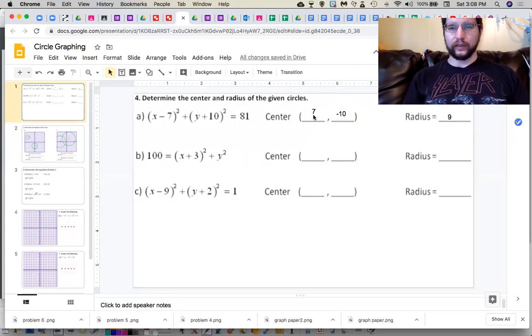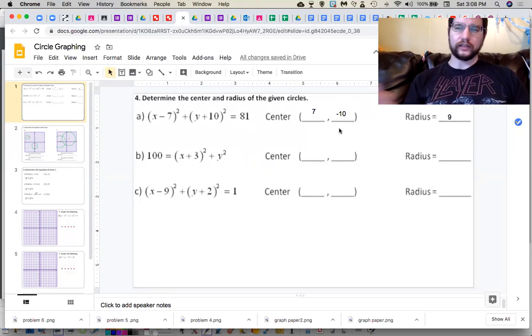And again, I don't need it to be perfect. I will be checking these and giving you feedback. So let's say you actually put a negative 7 and a positive 10. I'm like, okay, don't forget, you got to change the signs whenever you're using this formula.